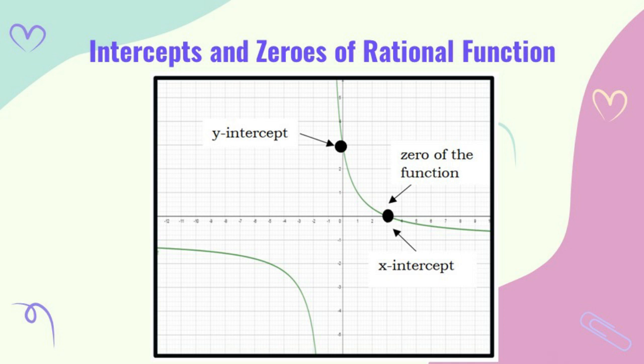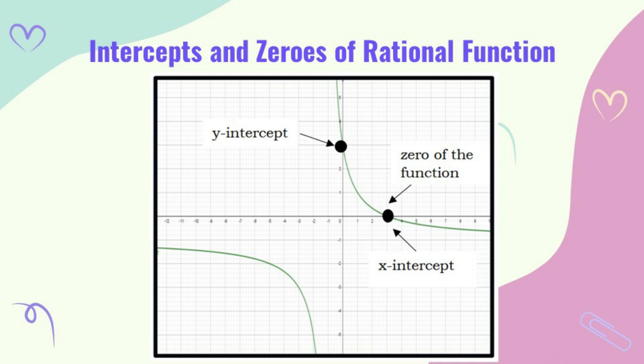Let's proceed now to our topic, the intercepts and zeros of a rational function. The intercepts of the graph of the rational function are the points of intersection of its graph and an axis. The y-intercept of the graph of a rational function r of x, if it exists, occurs at r of 0, provided that r of x is defined at x equals 0. To find the y-intercept, simply evaluate the function at x equals 0.